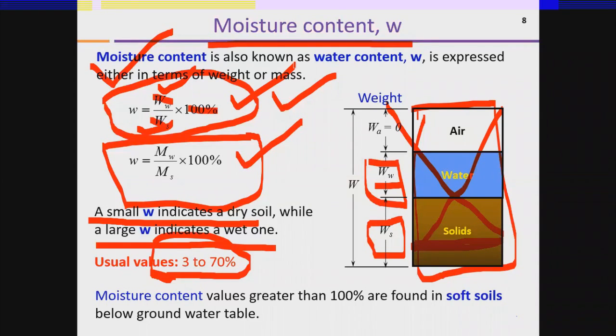So just keep in your mind that the water content present inside the soil system can be more than 100%. And if you have water content equal to or greater than 100%, then it means that you have a very soft soil below the groundwater table. The soil system beneath the groundwater table will have a moisture content greater than 100%.